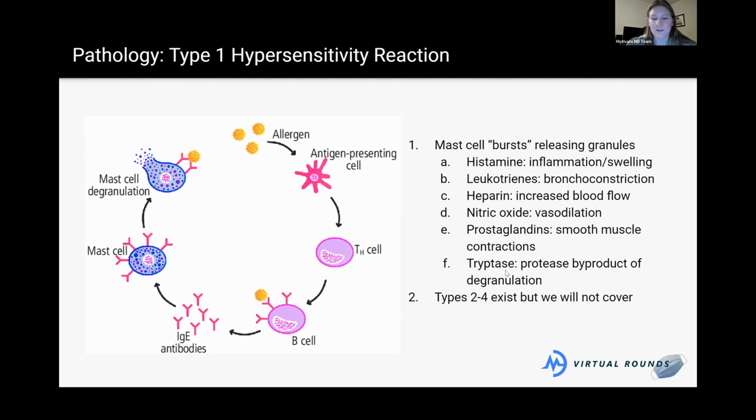And then the last thing, just to bring us back to those labs that we looked at before, is tryptase. You also have a lot of proteases and other enzymes that are released, and one of them is tryptase, which is a protease byproduct of degranulation. So seeing an increased tryptase level in a person who has anaphylaxis confirms that the origin of their symptoms was mast cell degranulation in the body. A lot of things here, but the main one to focus on is histamine. Really, histamine is the main one that we think of.